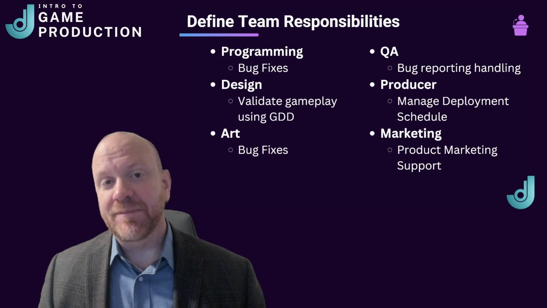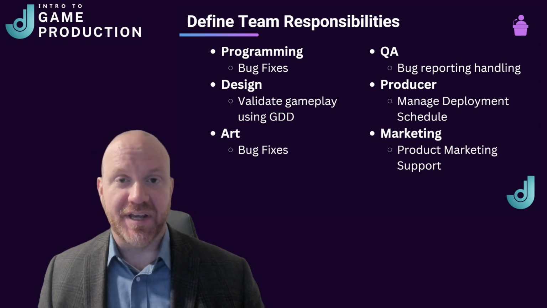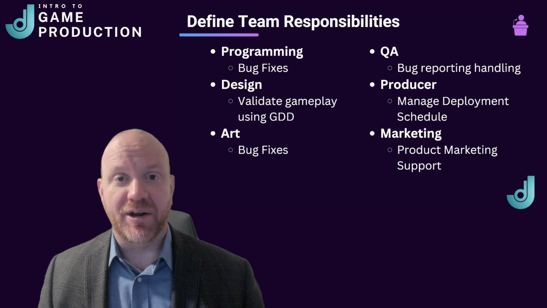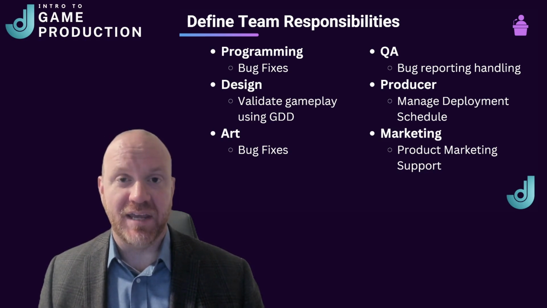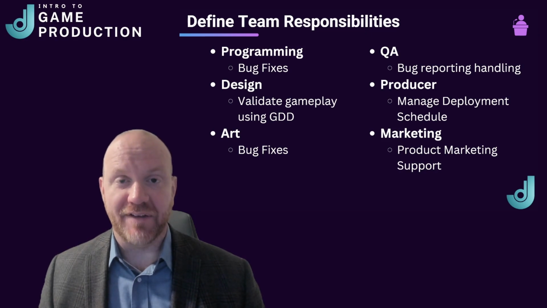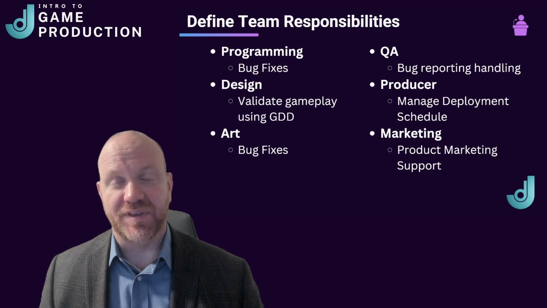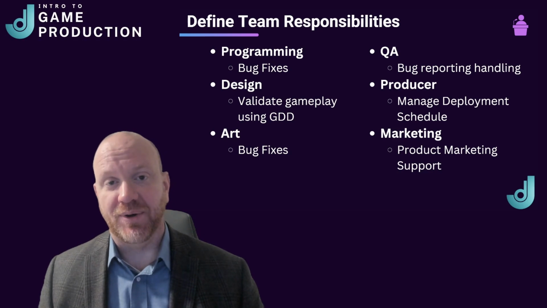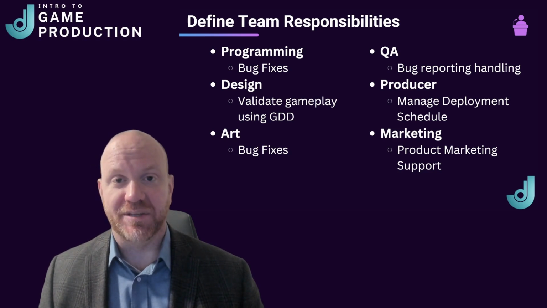The design team likely won't have a lot to work on, so they could assist with playtesting, they could assist with bug reporting, or they could also be spending time validating gameplay after bug fixes are implemented that the game is still working as intended. Now, it's also common that you may have some issues related to graphics or art assets in your game, so the art team can be available to assist with any issues related to that. Your QA team should be fully staffed up during this point, and they should be ready to handle any bugs that are coming in and address them immediately.